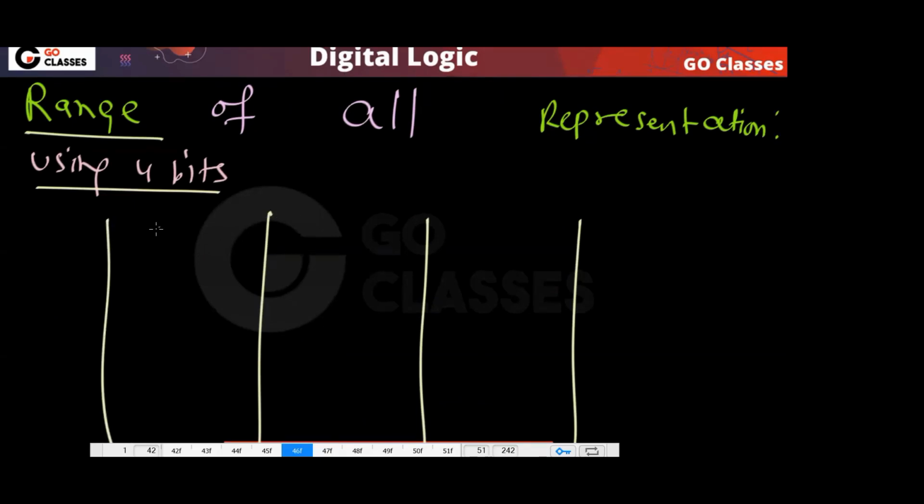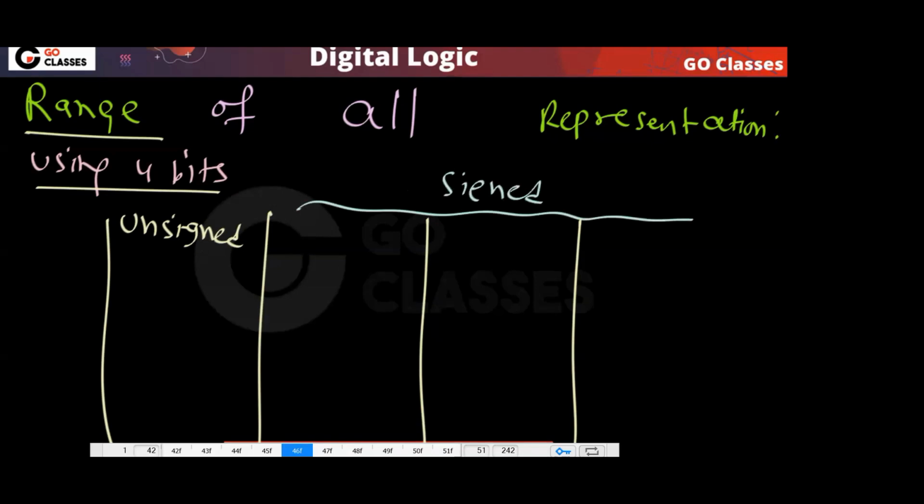We have unsigned representation. If your number is unsigned, or if your number is signed, then here you have 3 categories, all of these 3 are signed: signed magnitude, or your number is represented using 1's complement, or your number is represented using 2's complement. So in all these situations, let's do.